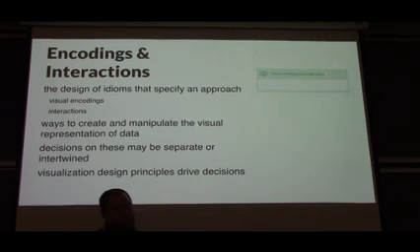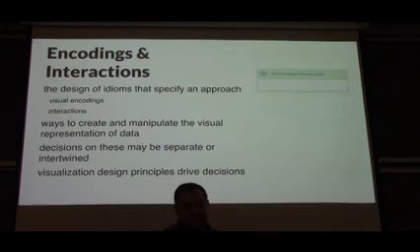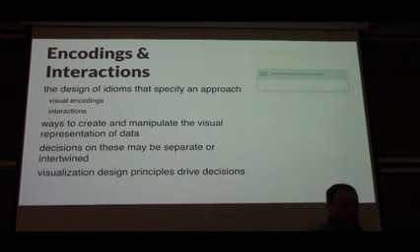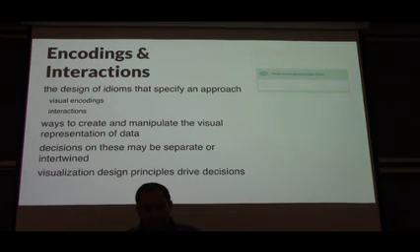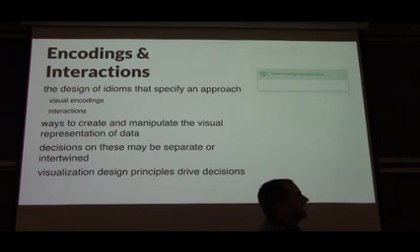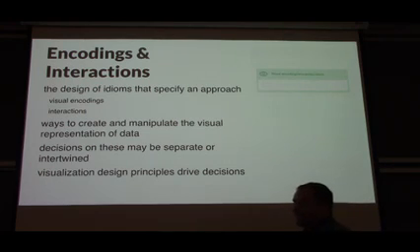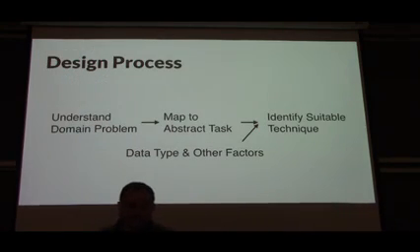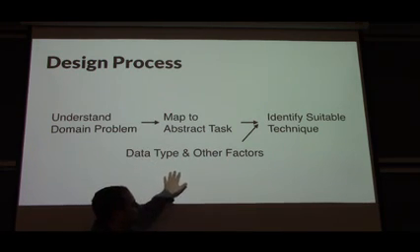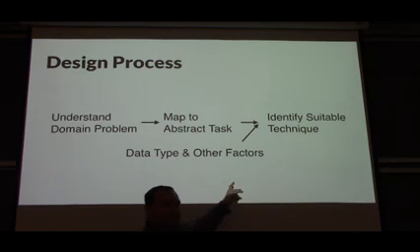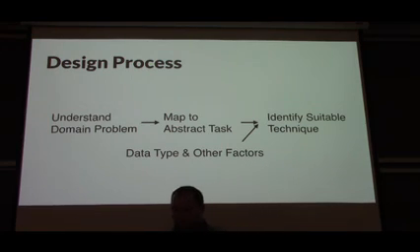We have then different ways to create and manipulate the visual representation of the data, and the decisions on which of these visualization techniques to use may be separate, but they may be dependent on each other. If we have multiple data sets, multiple tasks, we have to design them together. And the visualization design principles that we mentioned, like the expressiveness principle and others, drive these decisions. And so this is a simplified map of this process. We start out with understanding the domain problem, we map it to abstract tasks, then we understand the data type and other factors that play a role here, and then we can identify a suitable technique. That's the key here.